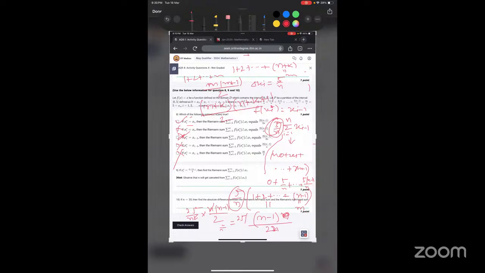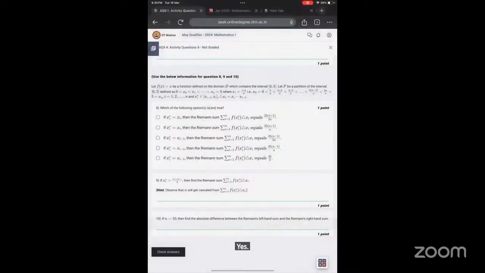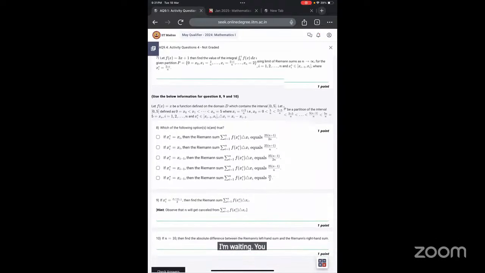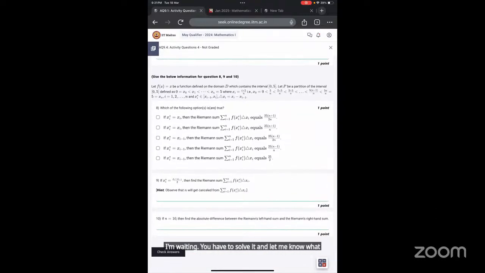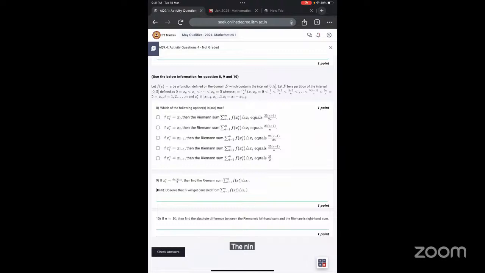So the process is clear, right? How to calculate the Riemann sum if you have some function and some partitions. Okay. Similarly, try to solve the ninth question. I'm waiting. You have to solve it and let me know what the Riemann sum is. The ninth question we may have to calculate a bit.